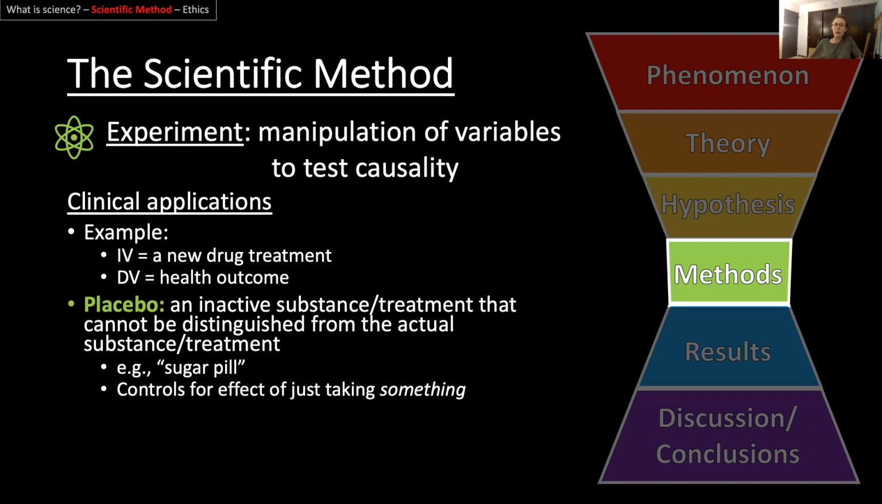The first is what we call a placebo. So a placebo is an inactive substance or treatment that cannot be distinguished from the actual treatment. So for instance, you might hear this called like a sugar pill or something like that. And what you do is you give this placebo to your control group. So the experimental group gets the brand new drug that you're testing, and the control group gets your placebo.